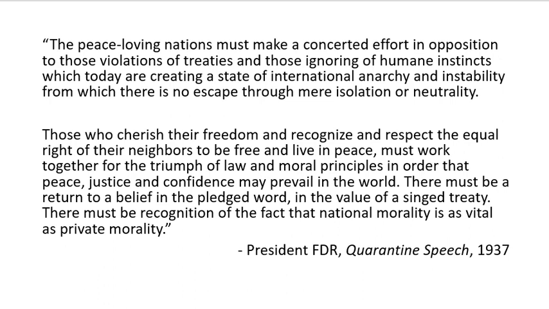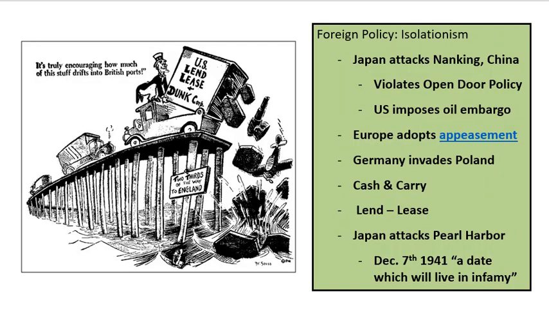So what FDR is saying in this quarantine speech is we can't stay neutral. We can't just be quarantined and think everything's going to be fine. We have to engage. If we don't cherish this freedom and the equal rights of our neighbors, right? So even though it says quarantine speech, he's not saying we should be quarantined. We're saying we shouldn't be quarantined because it's going to come to us eventually, right?